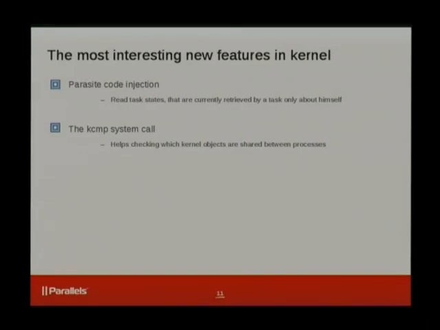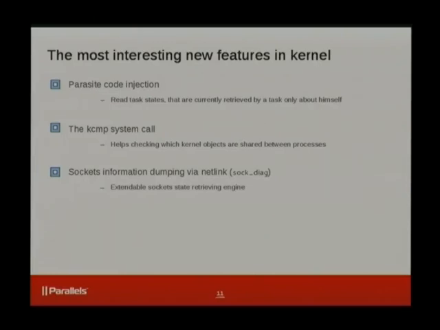Before this system call, it was impossible to distinguish the situation, for example, when the process opened a file, then did a fork. In that case, the file was shared between the parent and the child. It was impossible to detect this before the system call was merged.